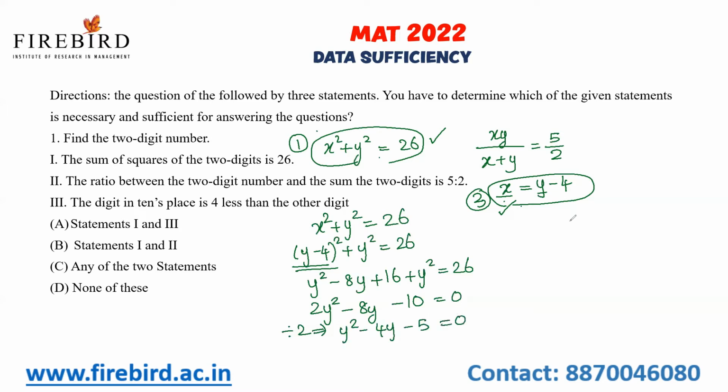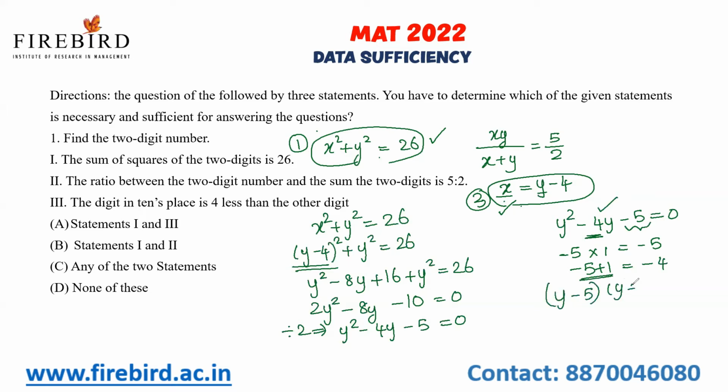See, you have to factorize this equation. If you multiply two numbers, you should get minus 5, and if you add the two numbers, you should get minus 4. I can take 5 into minus 1... that is, minus 5 into 1, which is minus 5, and minus 5 plus 1 is equal to minus 4. So the two roots of the equation are: y minus 5 and y plus 1 is equal to 0.